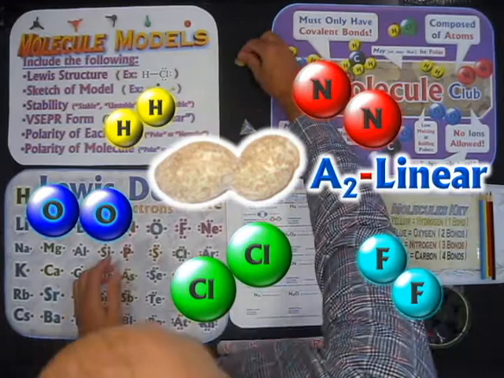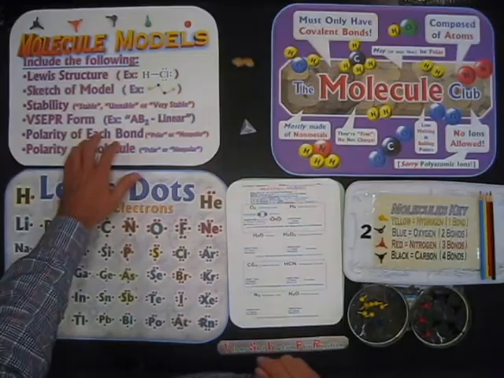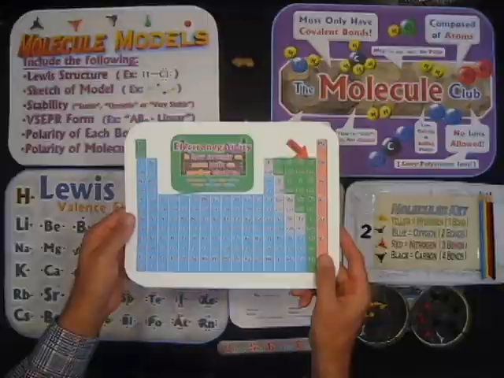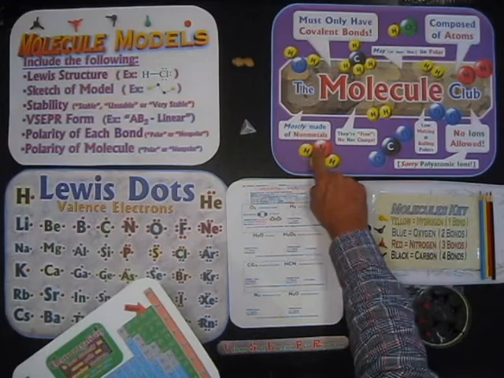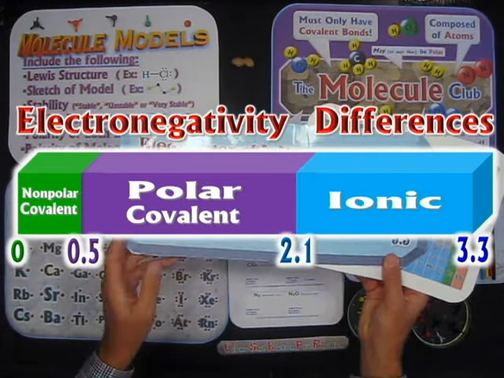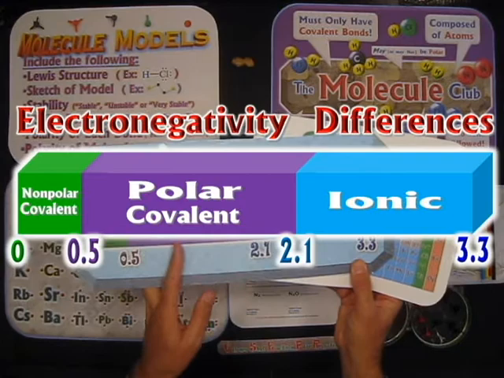Okay? So, and then polarity of each bond, that's something you have to calculate using the electronegativity table. You subtract between every two members of a compound, each side, like I would subtract the nitrogen and the hydrogen right there. And then remember what the electronegativity difference means. It's the difference that actually matters. It's the difference of electronegativity. So is it between 0 and 0.5? Is it between 0.5 and 2.1? Or is it between 2.1 and 3.3?